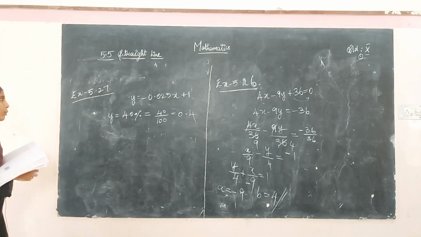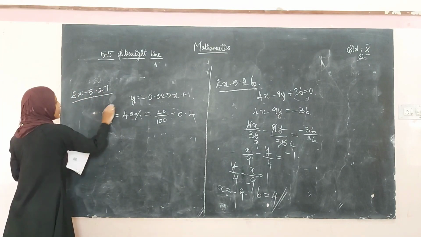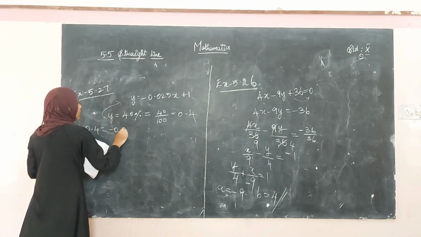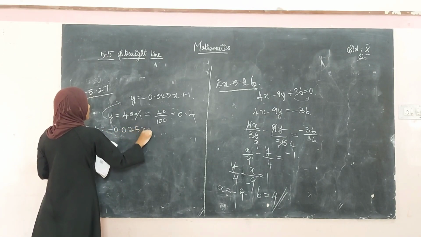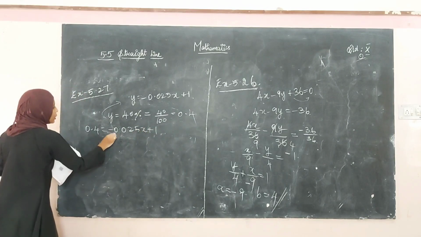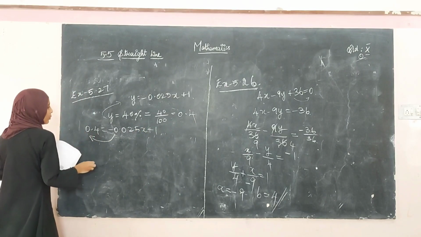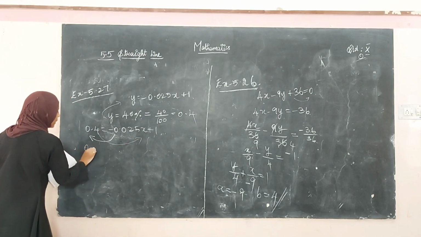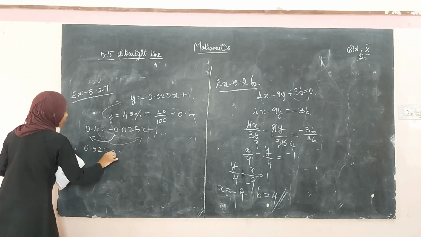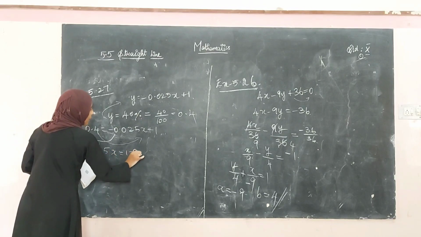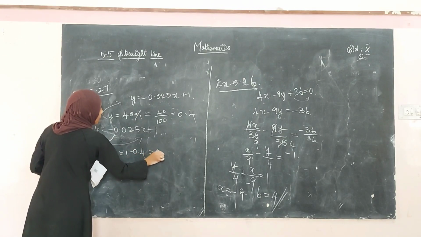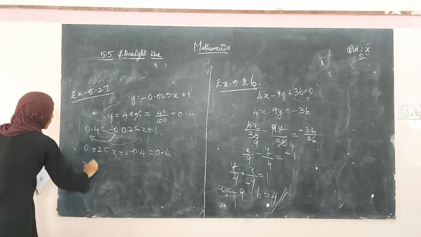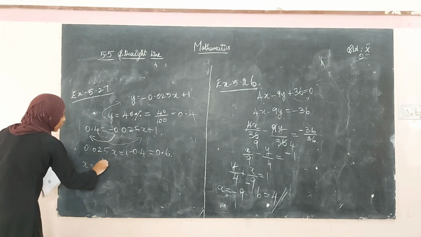Right? 0.4. Now we have to find the value of x. Substitute this here. 0.4 equal to minus 0.025 into x plus 1. Okay, so bring this minus 0.025 into x this side. Bring this 0.4 this side. So 0.025 into x equal to 1 minus 0.4. What is 1 minus 0.4? It is 0.6.